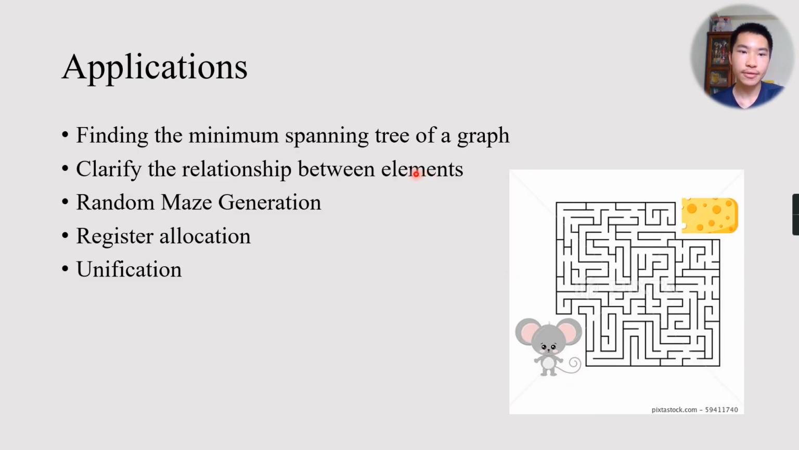There are some applications. For example, we can find a minimum spanning tree of a graph using disjoint sets. Also, clarifying the relationship between elements becomes easy. Then we can do random maze generation, which is shown in this picture. Register allocation is used in compiler optimization, and lastly, unification is used in solving mathematical equations. These five are the main uses of disjoint sets.